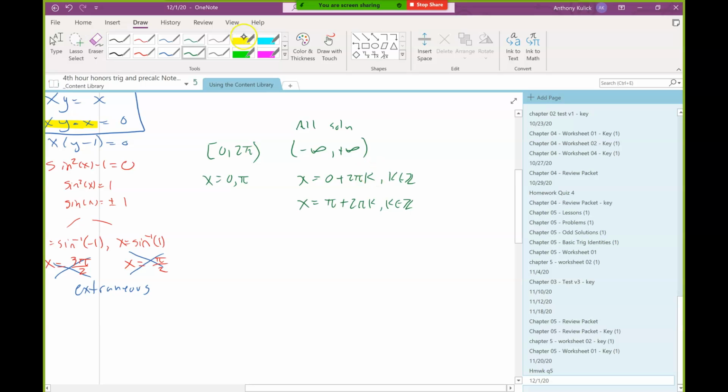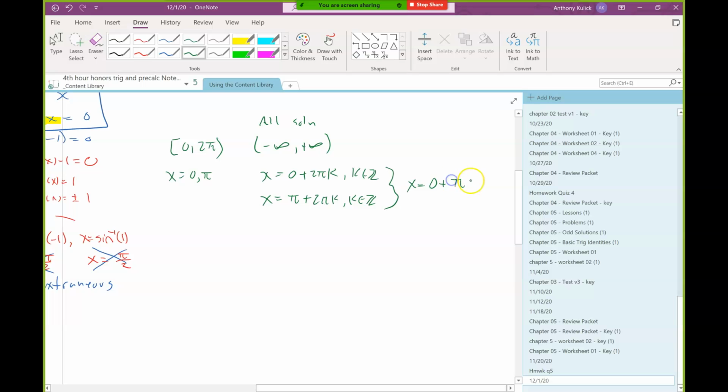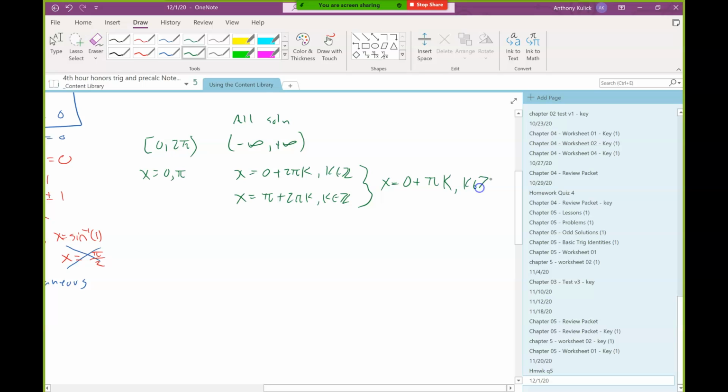Now you'll notice here that we can actually condense this down, because if one solution is at 0, the next one's at pi, the next one would be at 2 pi, and then 3 pi and 4 pi. So you could really condense this down to just be every 1 pi, and that would be okay also. So you could list it this way, or you could list it this way. Either one of those would be okay.